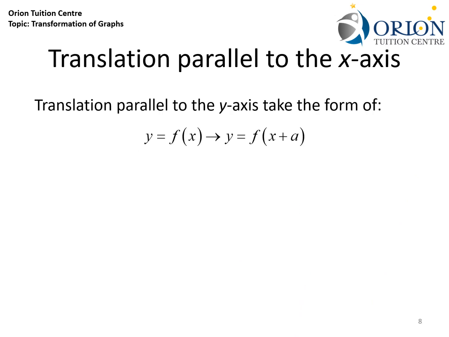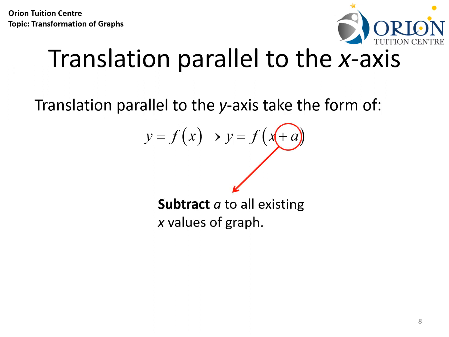Next, if we have an addition of a constant within the bracket of y equals f(x), this changes the x values rather than the y values, and thus this shifts the graph parallel to the x-axis. However, do note that the sign here is opposite to that of the translation in the y direction. In fact, you can remember that regardless of whether it is translation or scaling, which we will cover later, the effect on x and on f(x) are always going to be opposite.